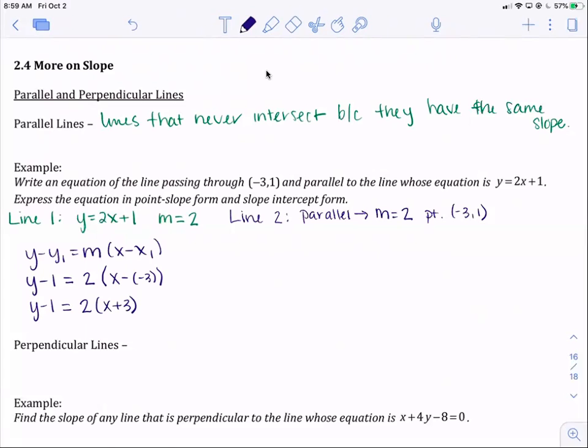Now, to get y by itself to get into slope-intercept form, we're going to start off with distributing. So we have y minus 1 equals 2x plus 6. And to get y by itself, we're going to add 1 to both sides. So y equals 2x plus 7.